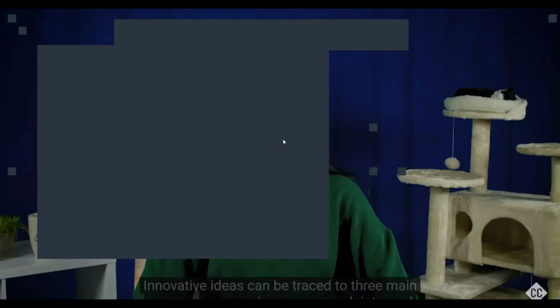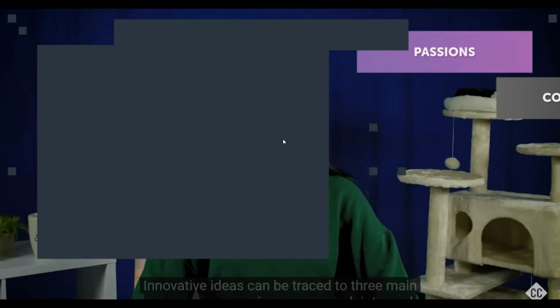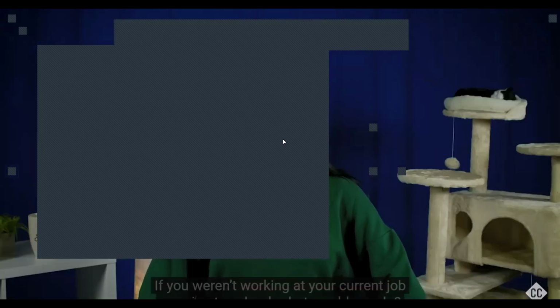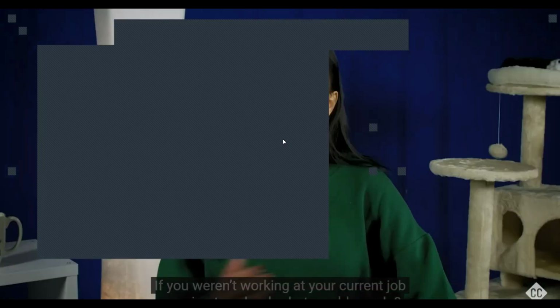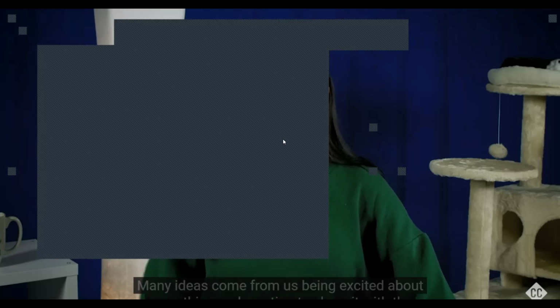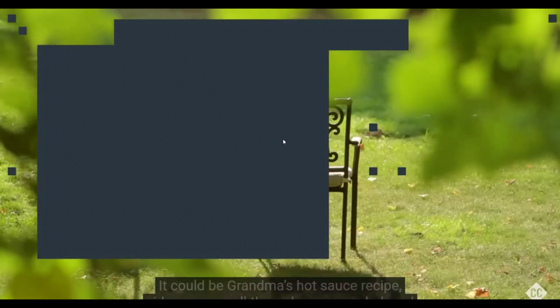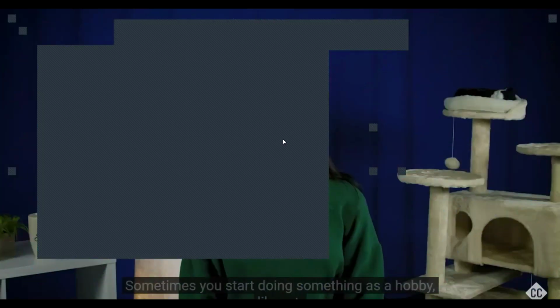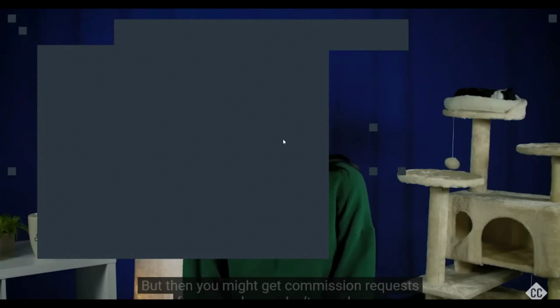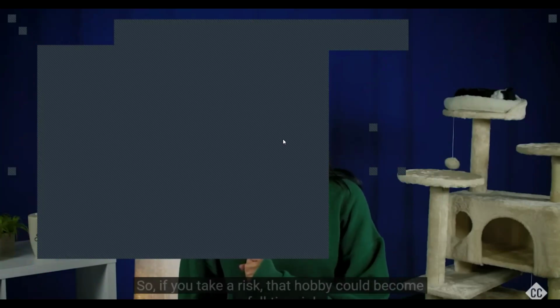Innovative ideas can be traced to three main sources: our passions, our complaints, and our egos. Let's start with the exciting one, our passions. If you weren't working at your current job or going to school, what would you do? Many ideas come from us being excited about something and wanting to share it with the world. It could be grandma's hot sauce recipe, video game walkthroughs, or upcycled yard sale furniture. Sometimes you start doing something as a hobby, like art, but then you might get commission requests from people you don't even know. So if you take a risk, that hobby could become a full-time job.